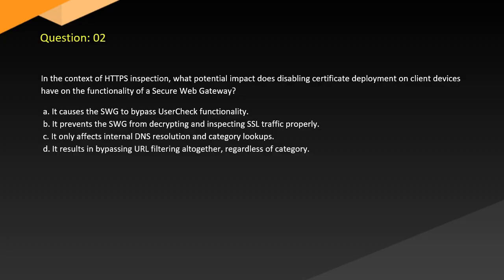Question 2. In the context of HTTPS inspection, what potential impact does disabling certificate deployment on client devices have on the functionality of a secure web gateway? A. It causes the gateway to bypass user check functionality. B. It prevents the gateway from decrypting and inspecting SSL traffic properly. C. It only affects internal DNS resolution and category lookups. D. It results in bypassing URL filtering altogether, regardless of category.